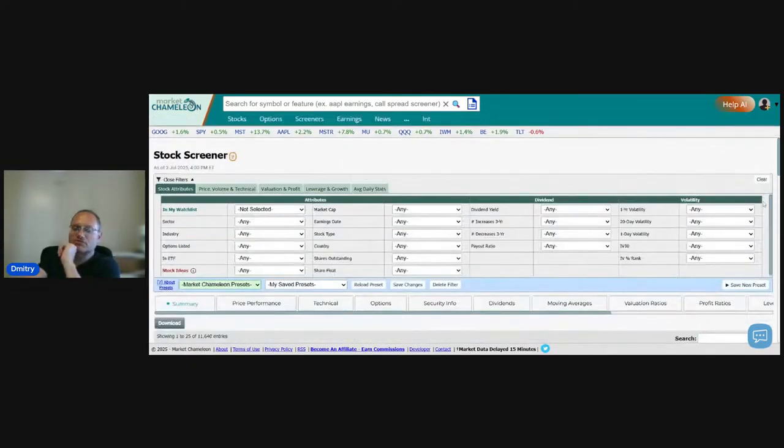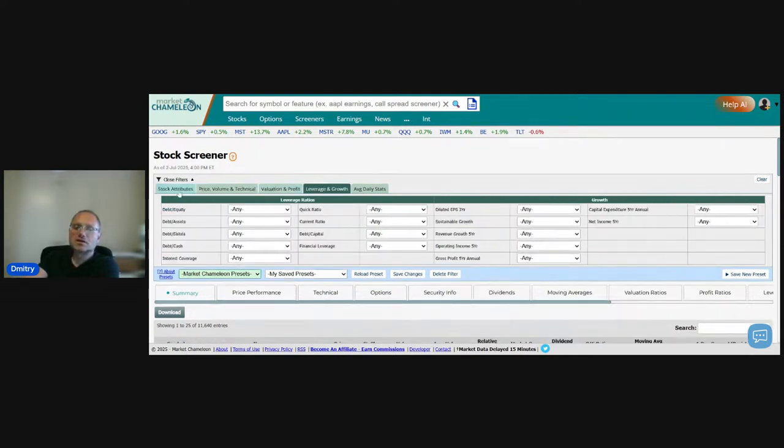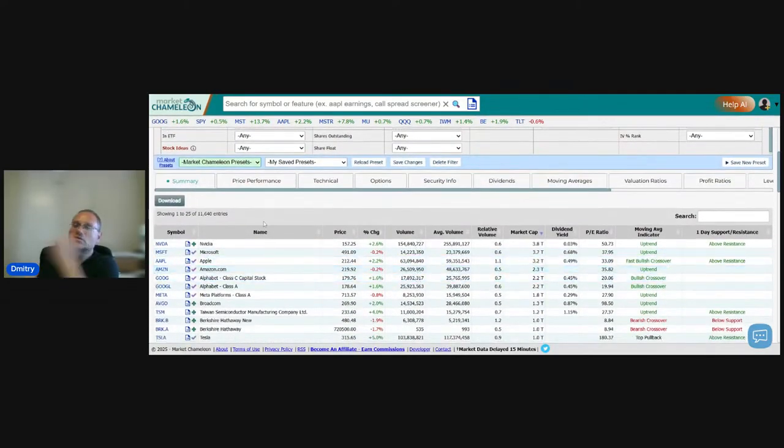Up top, if you haven't seen this screener before, we have the filters with different tabs. And then below, we have a data table here with the stock symbol and the related analytics and data that we could use to filter down potential candidates.